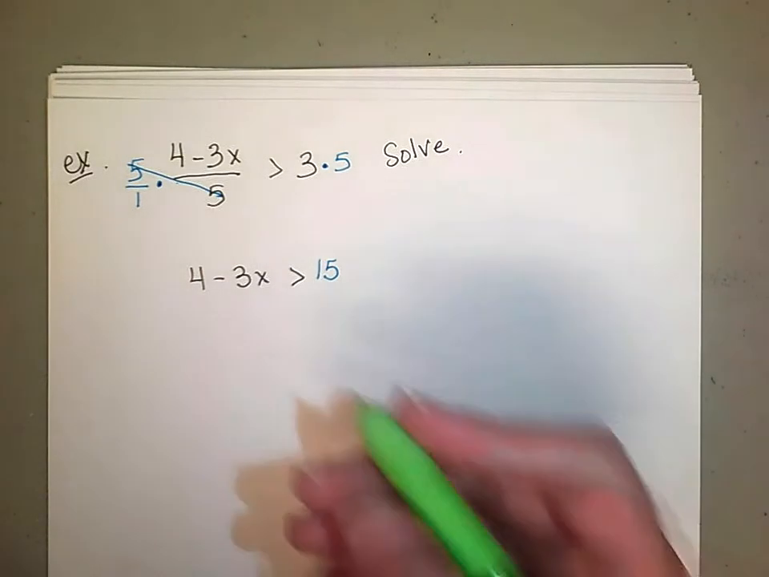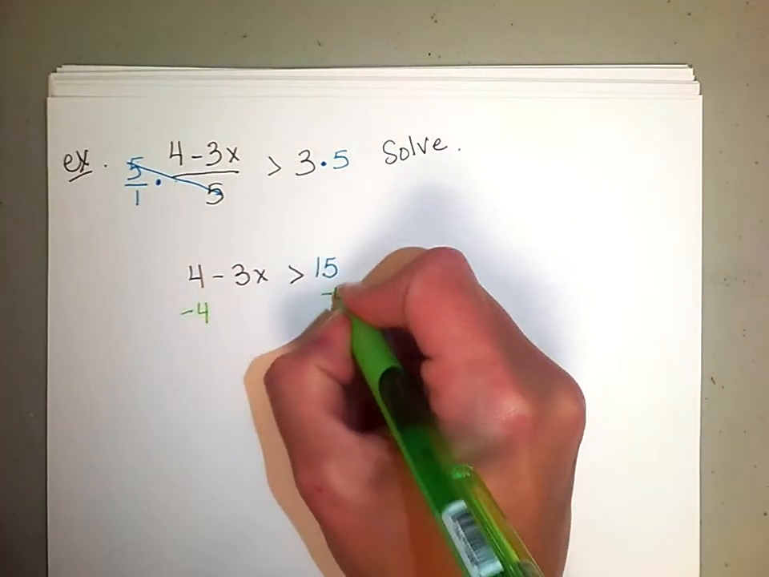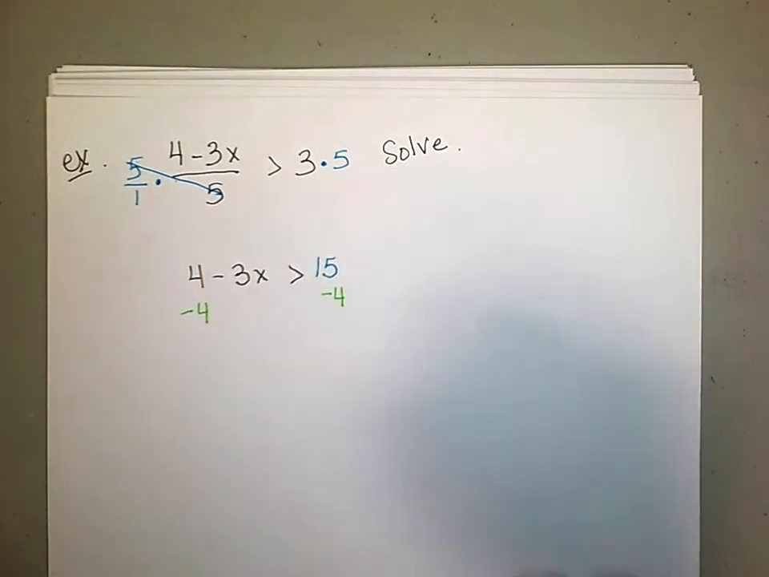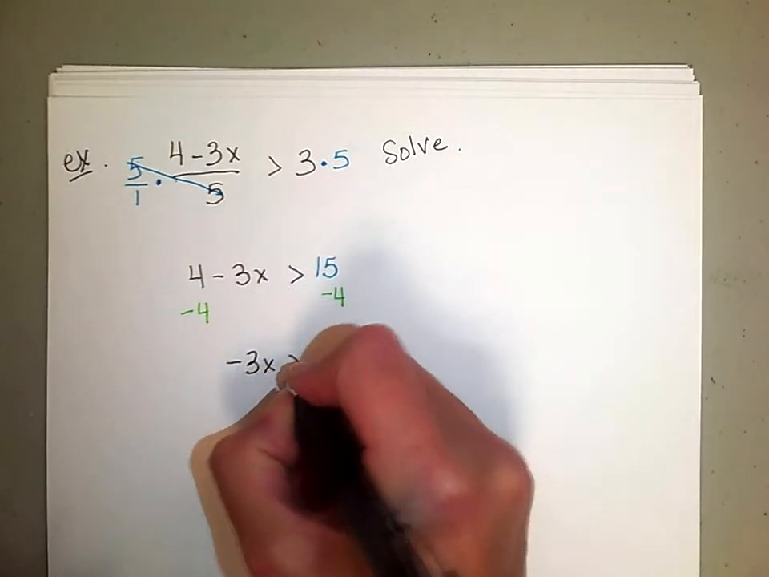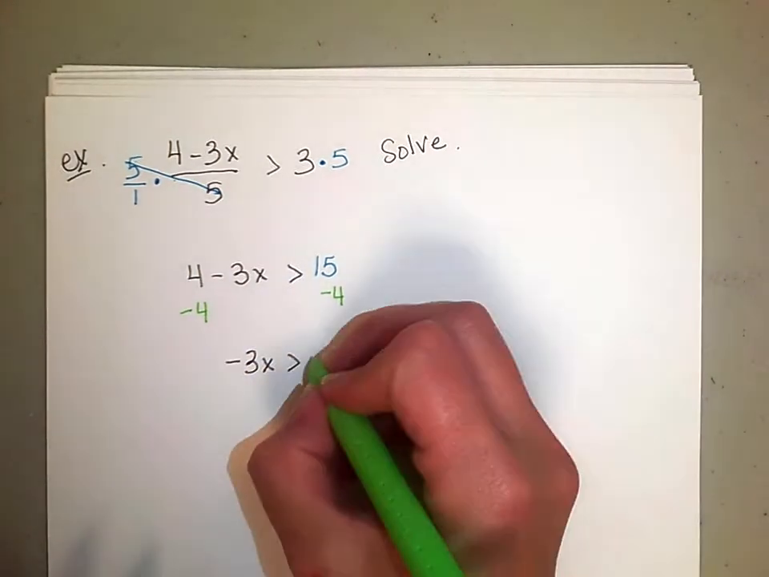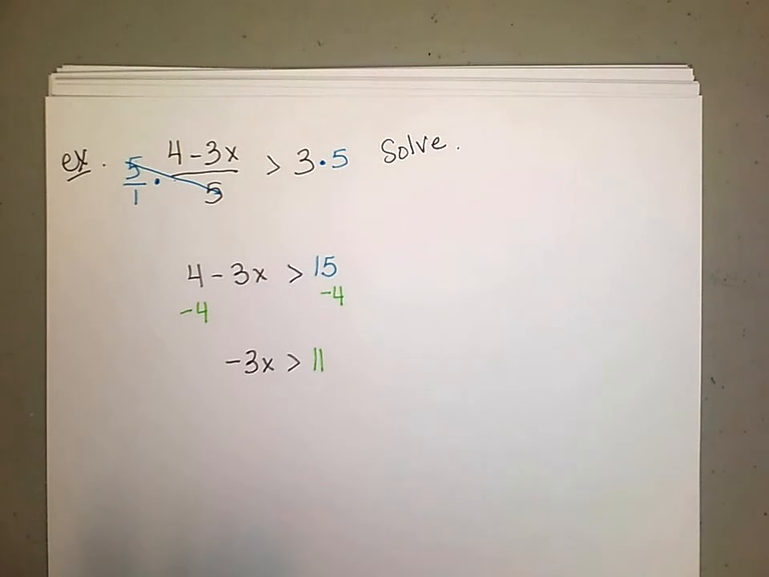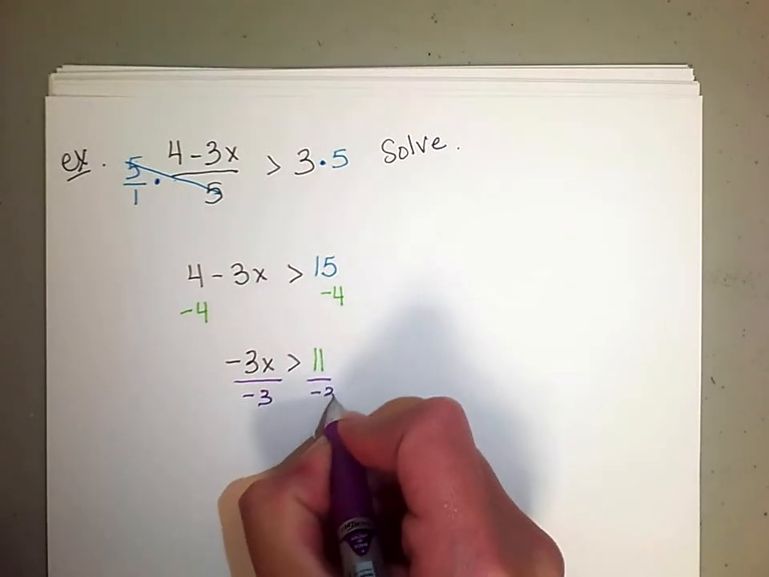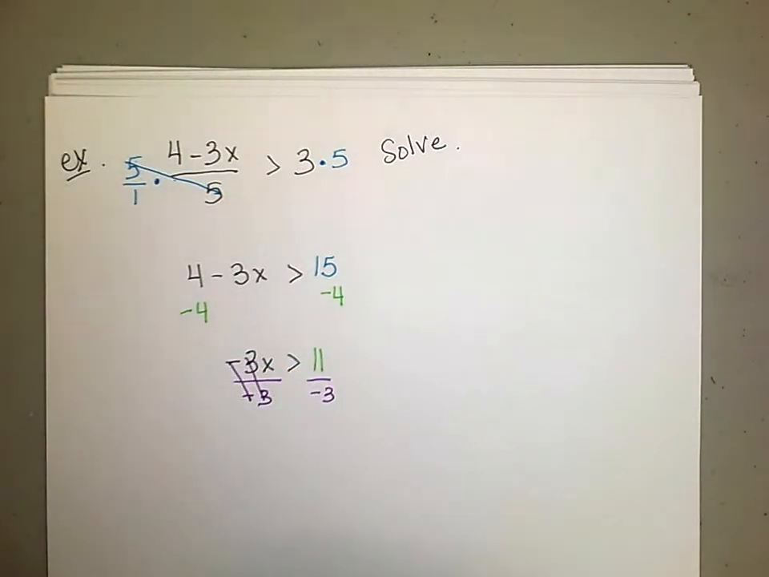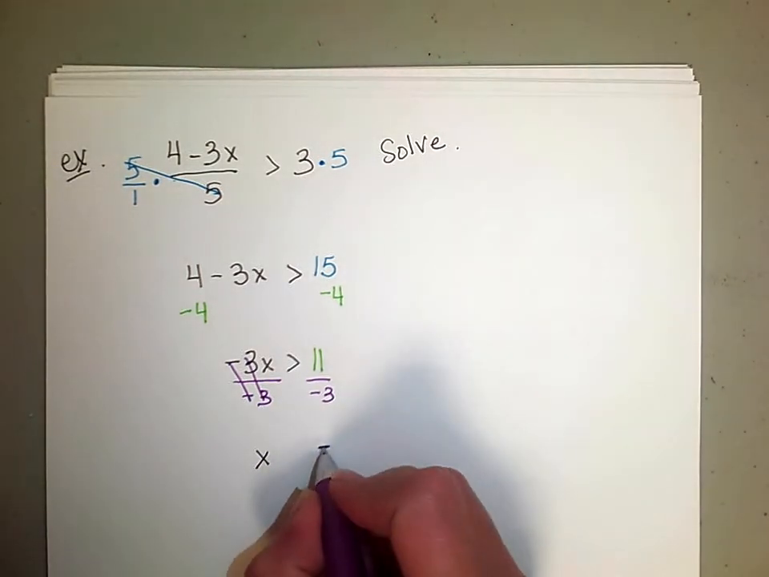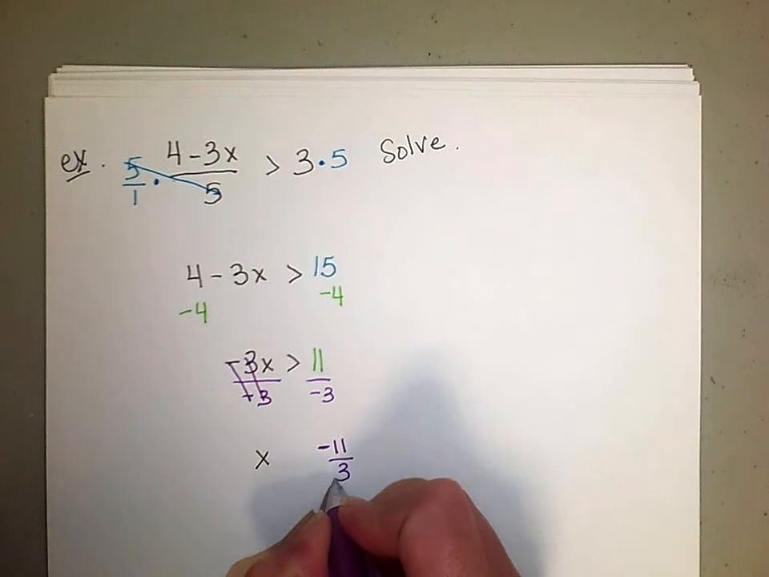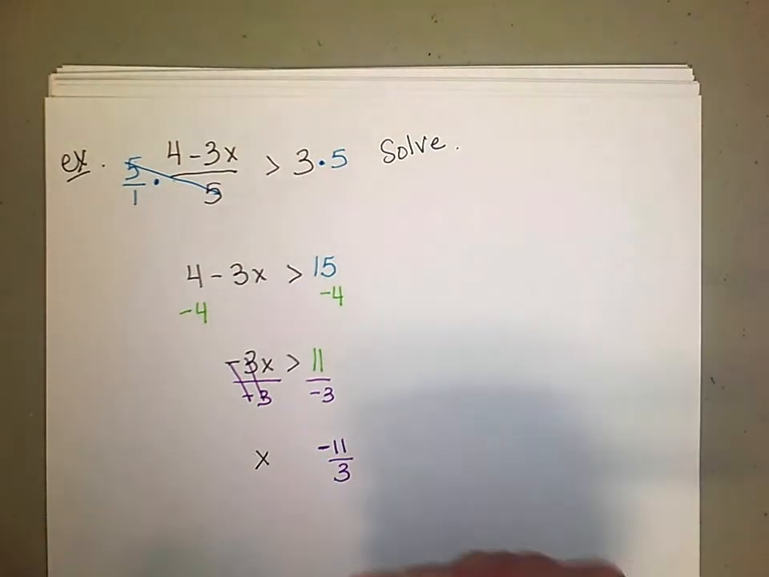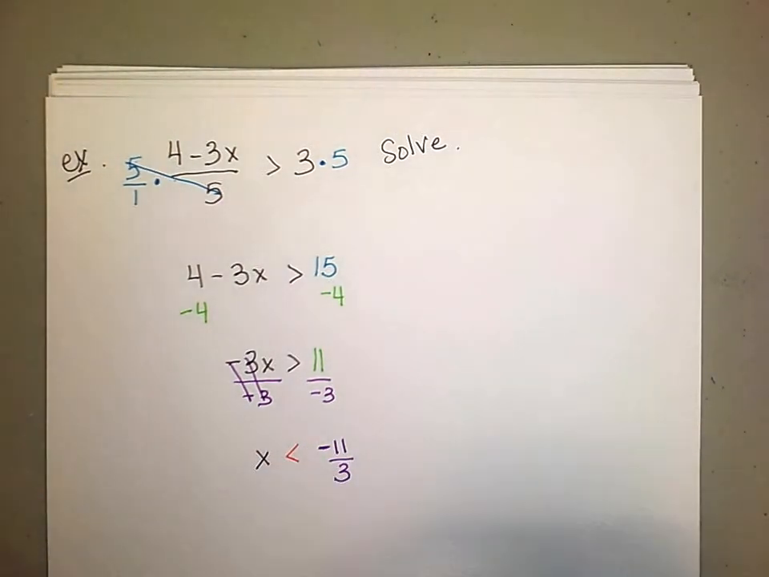Now continuing to undo what's happening to x, I could subtract 4. So negative 3x must be greater than or equal to 11. And now dividing by negative 3, the negative 3's will cancel. So we have that x, now I want to write this, let's move the negative up top. But if I'm going to do that, I have to remember to flip the inequality symbol.